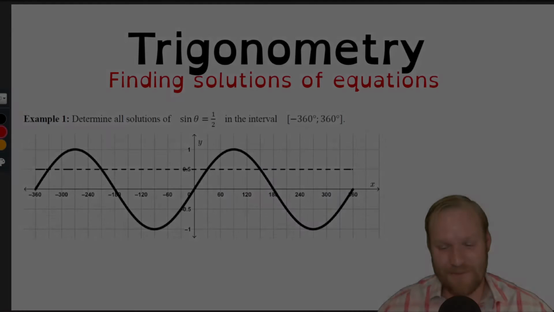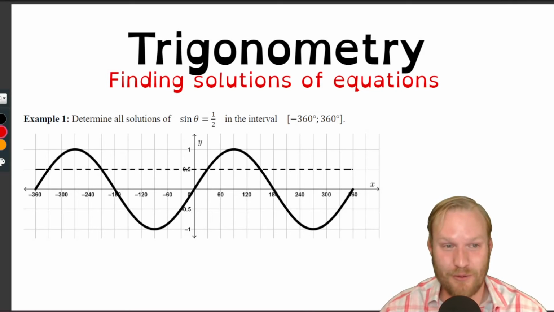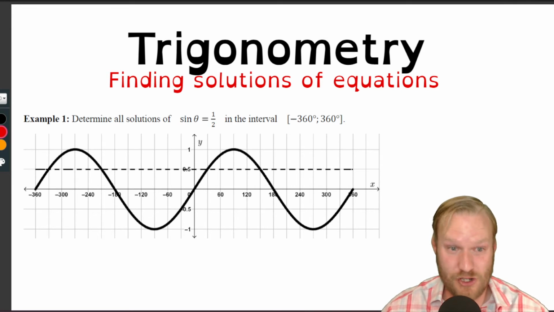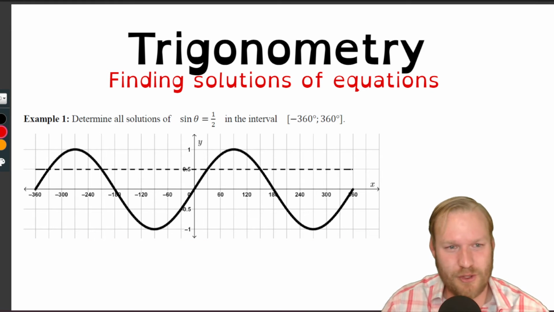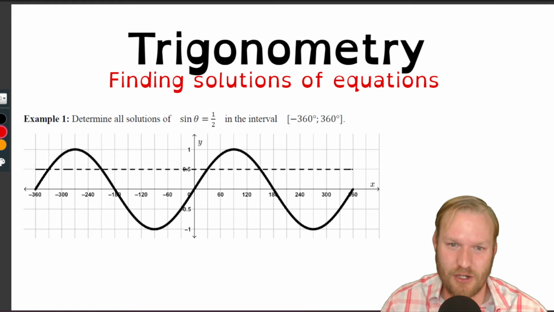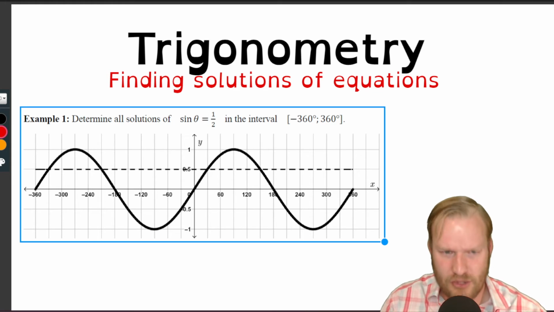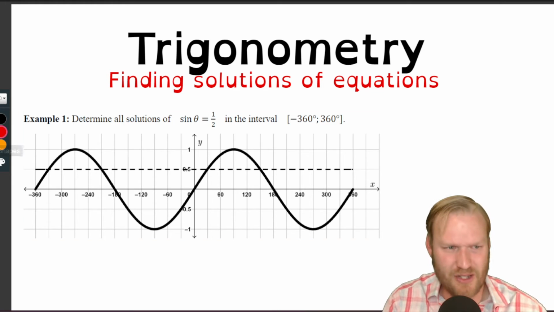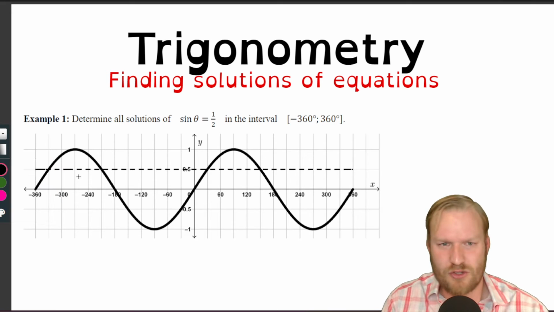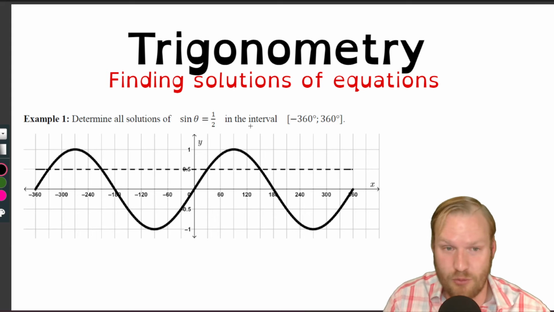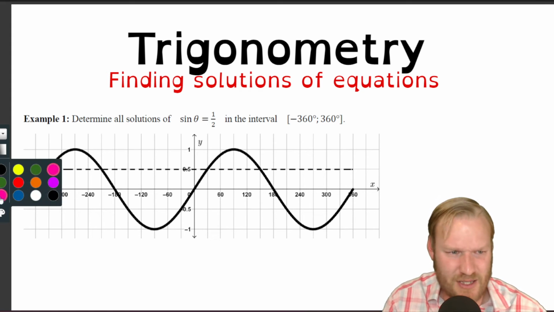Okay, so for this video, we're going to be looking at finding solutions of equations. We've got quite a few examples to look through. So the first one: determine all solutions of sine theta equals a half in the interval minus 360 to 360. So jot down that graph if you want to. The idea is just that we've got a visual of what's going on. The question probably won't have a graph, but at least we can see what's going on.